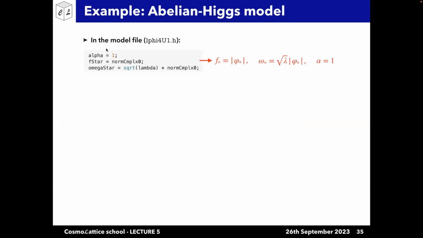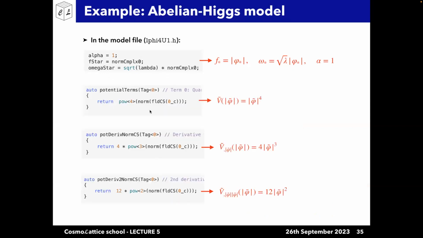We also define the program variables in the same way as for the scalar singlet, and we also need to write the potential terms and the derivatives with respect to the complex scalar. Right? So we have phi to the 4. We need to include the first derivative, which is 4 times phi cubed, and then the second derivative, which is 12 times phi squared. We are done with these functions.